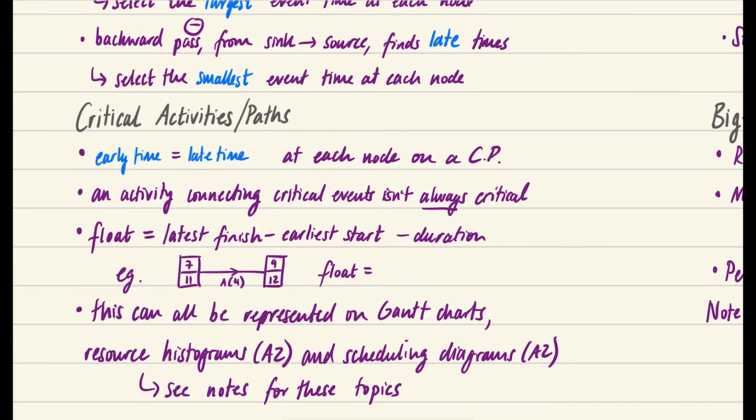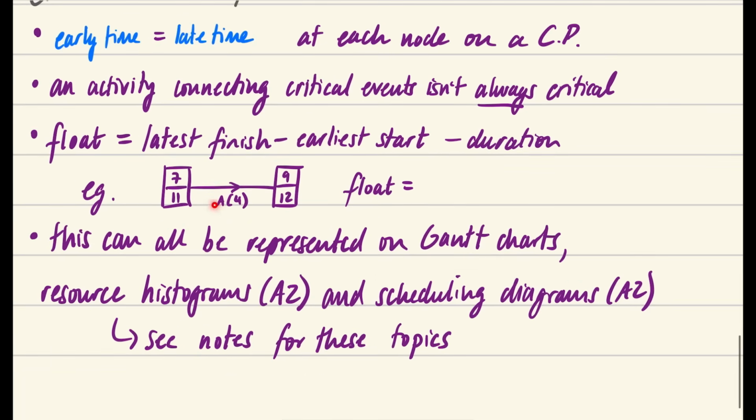The float is found by taking the latest that the event can finish, you take away the earliest when it can start, and you also take away its duration. The float is almost saying, like, how much wiggle room do we have for this particular event? So we have this activity A, which has got a duration of 4. The earliest it can start is 7, and it needs to finish by 12. So the amount of wiggle room that we have is the latest finish time, which is 12, take away the earliest start time, 7, and take away the duration, 4. 12 take away 7, take away 4, is 1, which means that we have a float of 1, meaning it could either start or finish an hour later, and it would still get done in time.